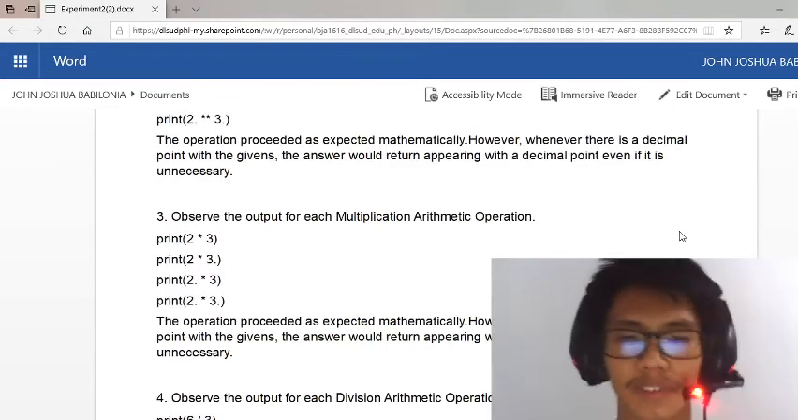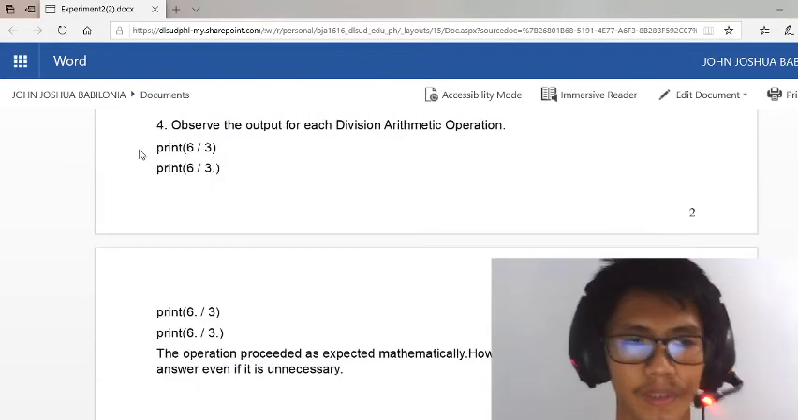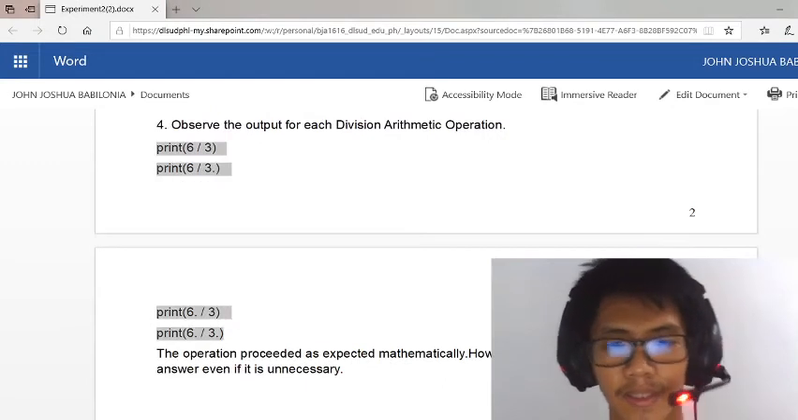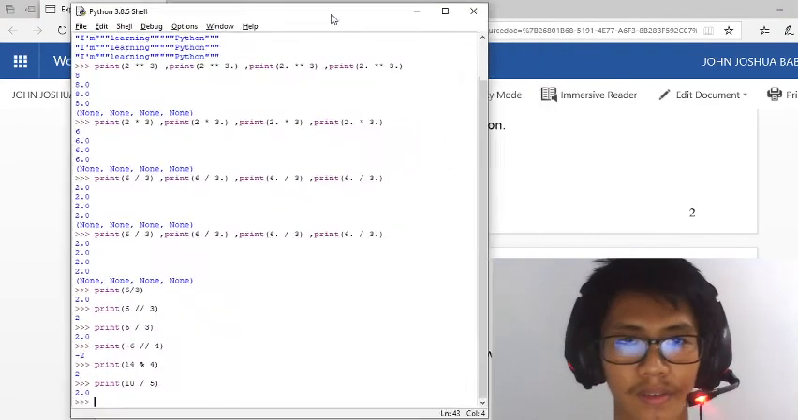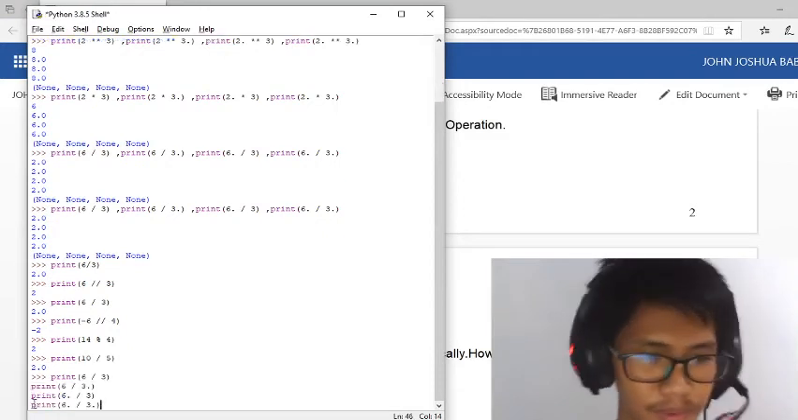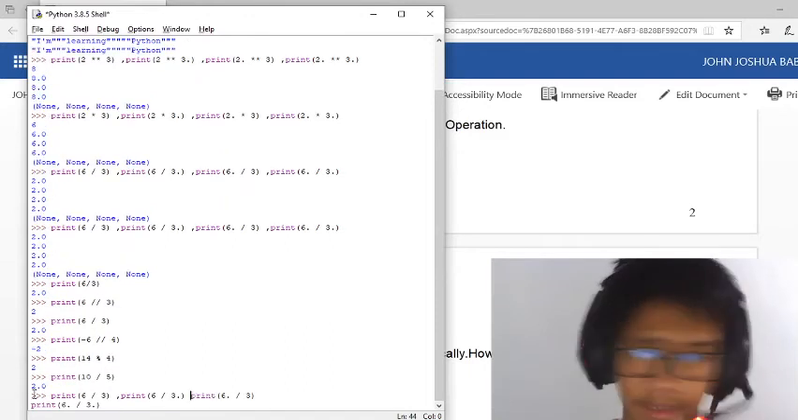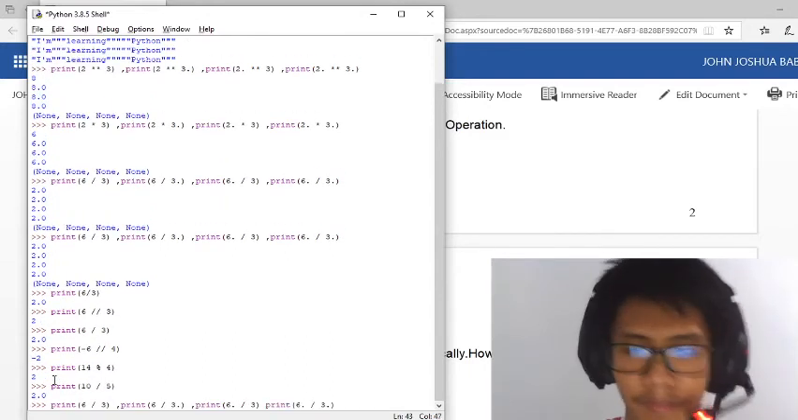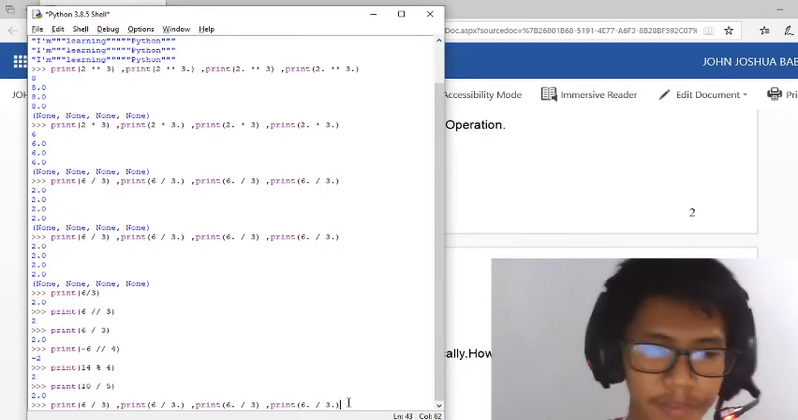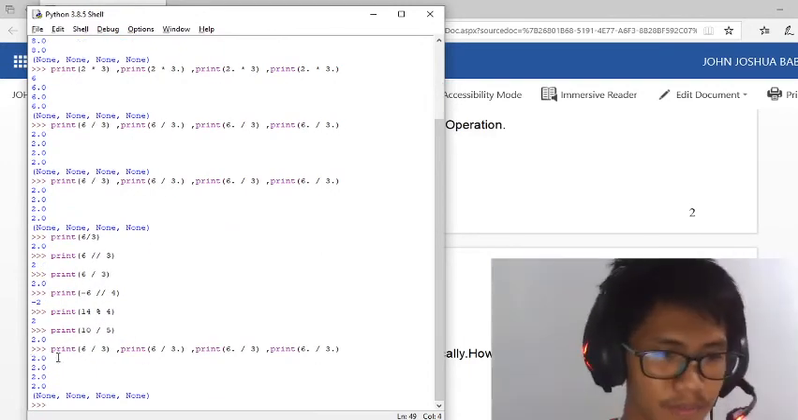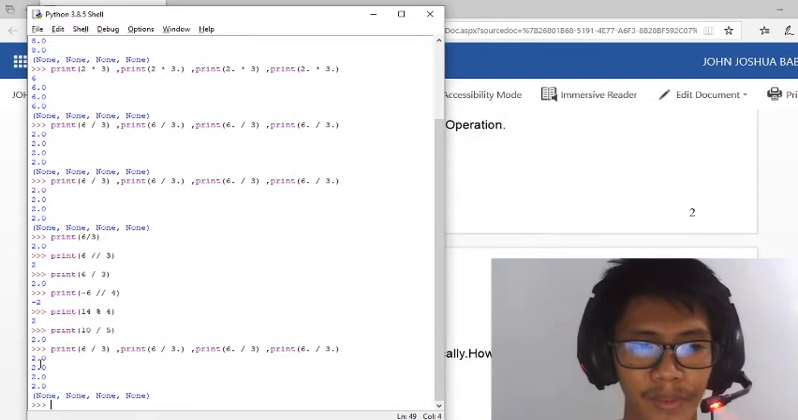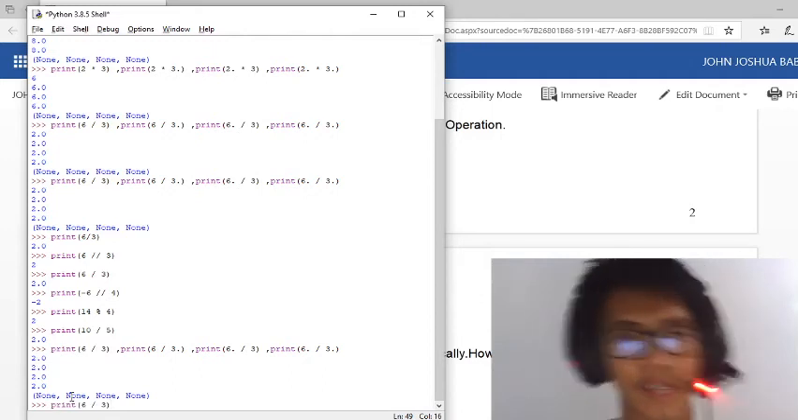Okay, now let us observe the division operation. So let's copy this. And let's see what happens if we input it here. As you can see, only the first one doesn't have a decimal point in the given. Let's see if this same principle holds true. Let me repeat the first line, because the first line outputted here an answer with a decimal point even though it has no decimals in it in the given. So let's try executing it one other time.